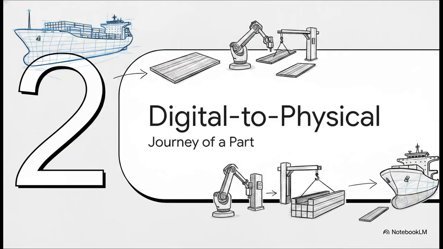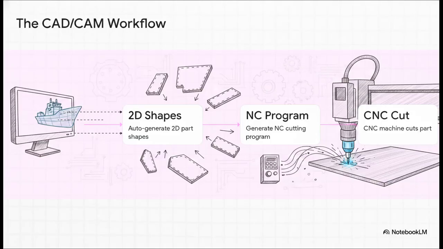Section 2. The digital to physical workflow. Journey of a part. So, how exactly does a digital concept actually become a physical reality on the hull of a massive cargo ship? Well, here is how the journey works. Step 1, the naval architect models the ship in 3D. Step 2, the software automatically generates the individual 2D geometry for every single plate, frame, and bracket. Step 3, those geometries are instantly converted into what's called a numerical control or NC cutting program. And finally, step 4, the CNC machine on the shop floor receives those exact coordinates and cuts the part.